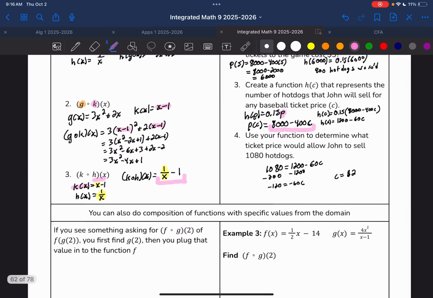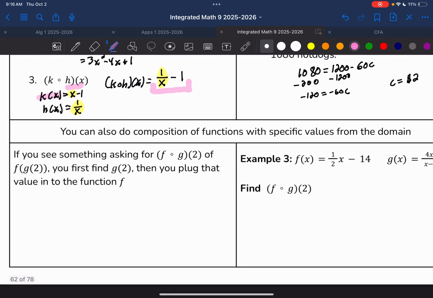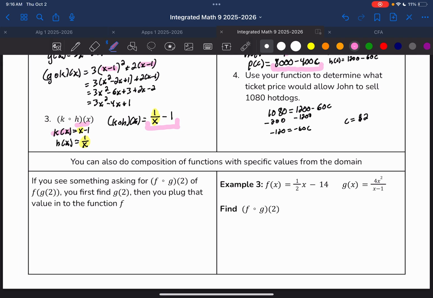So a little bit of trickiness there, but once you get the hang of it, it's pretty straightforward. And we can also do this for specific values of a function in the domain. So for example, we have f of g of 2. We can also write that f circle g of 2. And that means find the value of g of 2 and then plug the result into f of x.